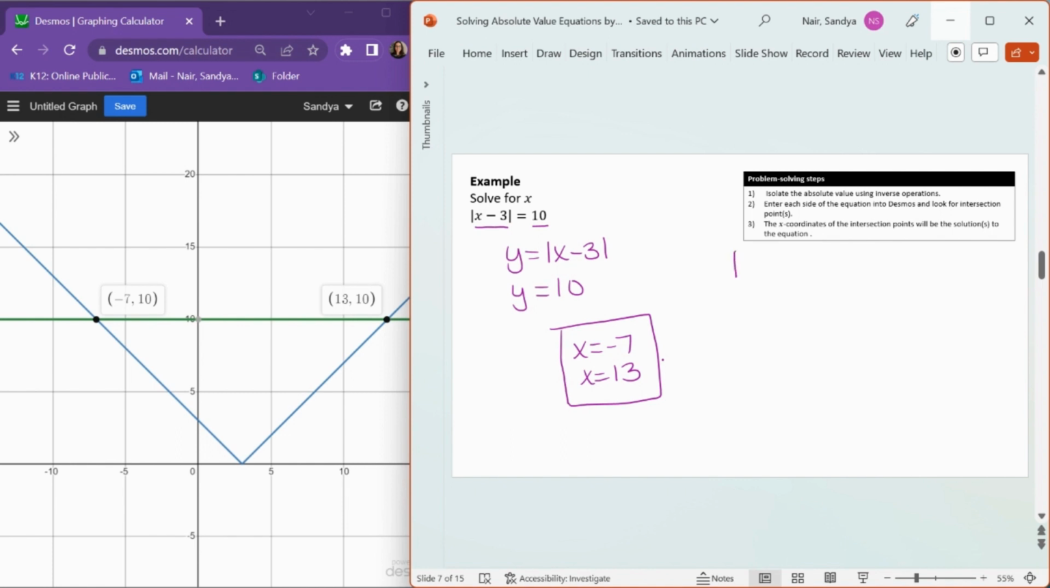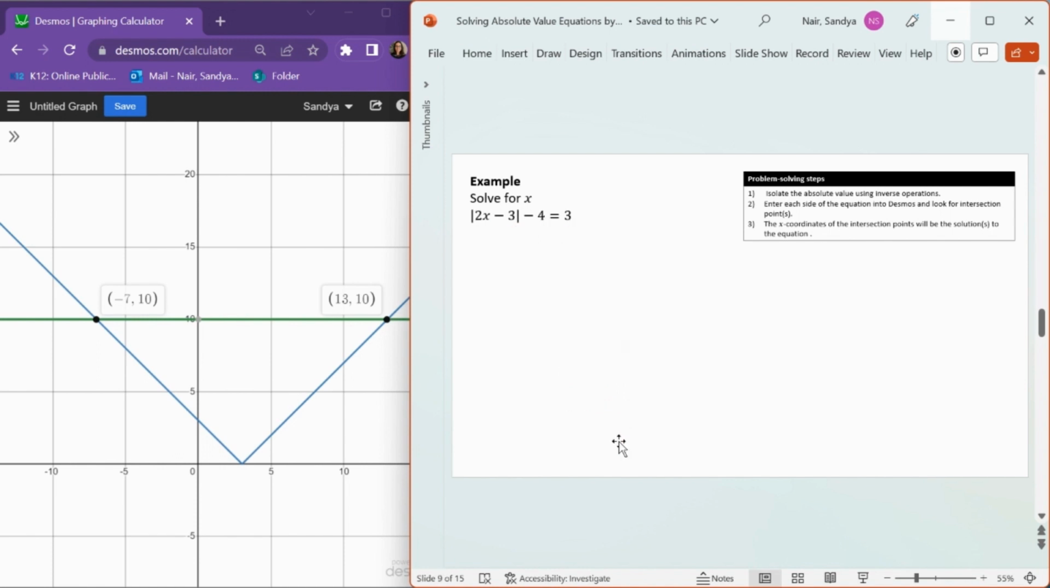So if I plug in negative 7, I get the absolute value of negative 7 minus 3 equals 10, which tells me that the absolute value of negative 10 equals 10, which is correct. I can also check 13. I do the absolute value of 13 minus 3, and I'm checking if that equals 10. And that means that the absolute value of 10 equals 10, and that is also correct. So now let's try another example.